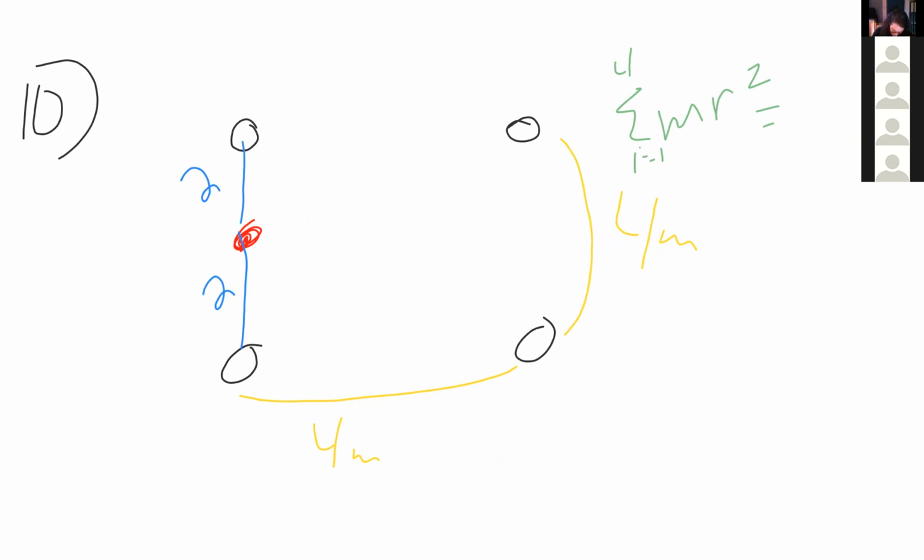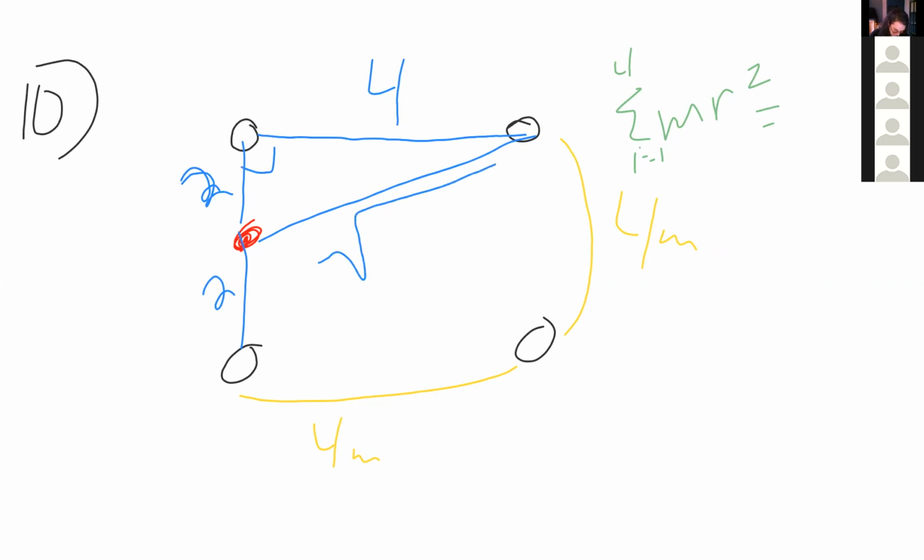For the other 2 particles, though, those 2 particles are located on this weird diagonal, and I need to find that length. I know that the side length of this guy is 4, and I know that half the side length is 2, and I know that this is a right triangle. So this distance would be the square root of 2 squared plus 4 squared from the Pythagorean theorem.